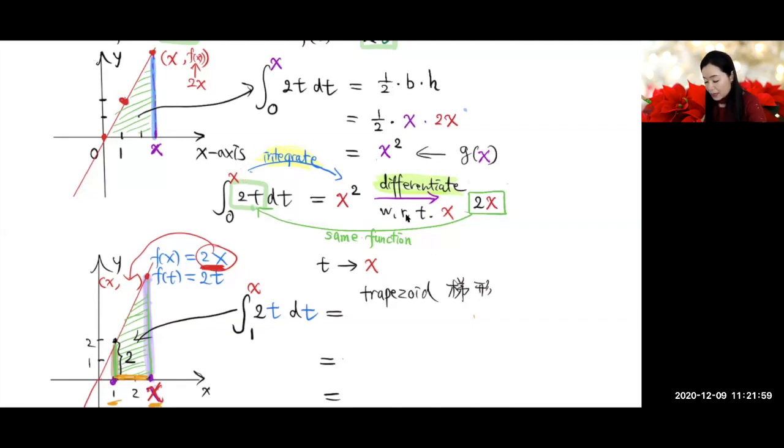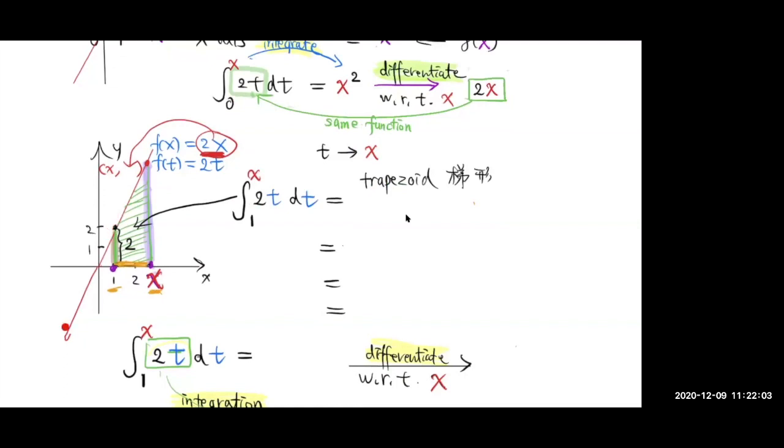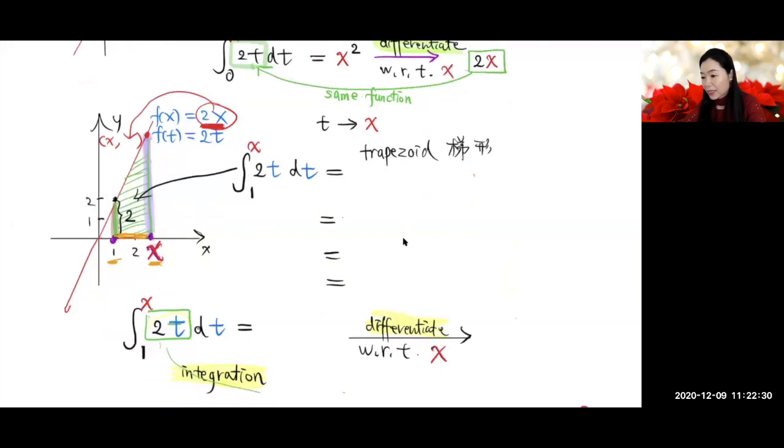Now let's try another example. This time, we're going to integrate from 1 to x. This is the graph of the function f of t equals t. We integrate this function from 1 to x. Think about it as the area under the curve from 1 to x. This looks like a trapezoid to you, right? Do you remember the area for a trapezoid?